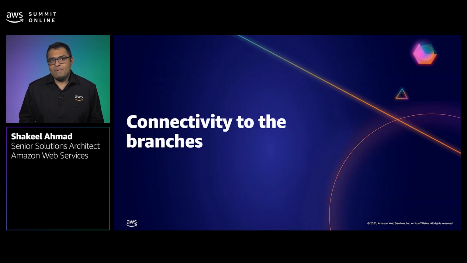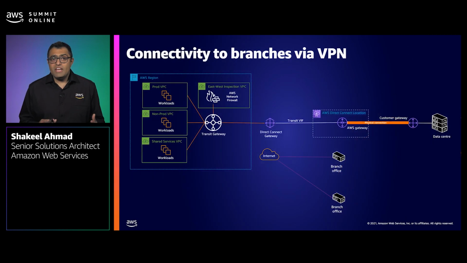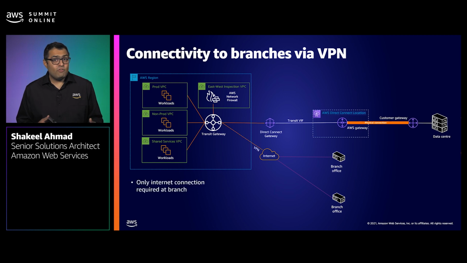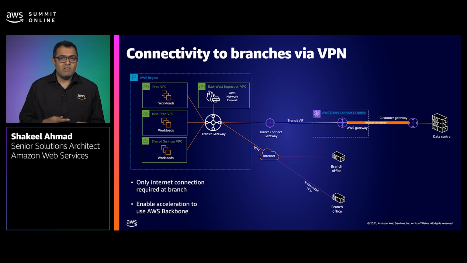Now let's talk about best practices to connect your branches to AWS. So when you need to connect your branches to AWS Transit Gateway, you can connect using AWS site-to-site VPN. You only need internet for such connection, and it actually does allow you to enable acceleration to use AWS Backbone as well.